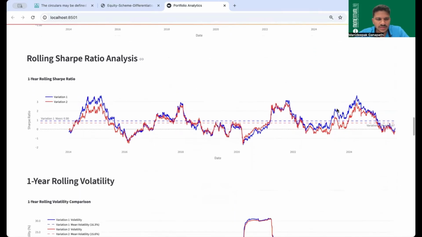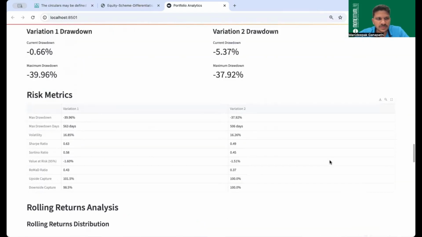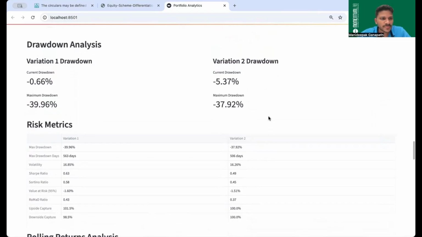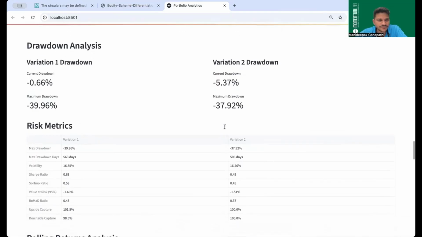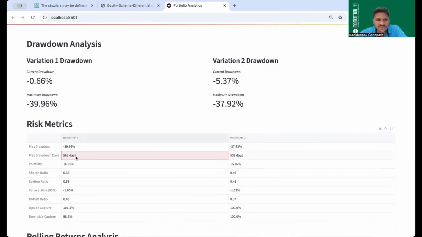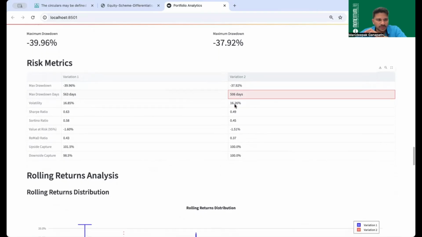So let me now take you to the 3-year rolling returns. And before that, let me show you the max drawdowns, right? It has a max drawdown of minus 13.96%, whereas the benchmark was at minus 37.9%. If you see here, the max drawdown is 563 days. So it took 563 days to recover, and that was the highest in its history so far. Whereas the benchmark took about 506 days to recover.